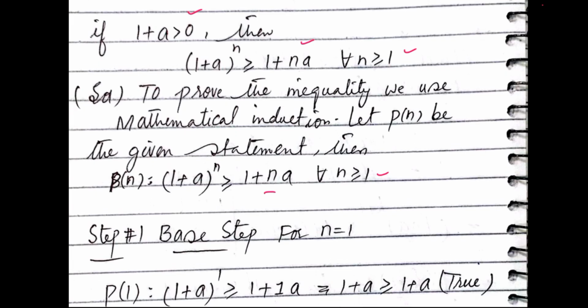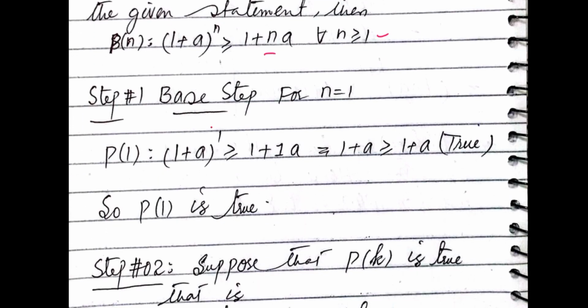So by using the base step, that is, we check the inequality for n is equal to 1. When we put n is equal to 1 on both sides, we have (1 plus a) whole power n on the left, and on the right side we have 1 plus 1a. (1 plus a) whole power n is 1 plus a, and the right side is also equal to 1 plus a. So this is true because 1 plus a is equal to 1 plus a. So the statement is true for n is equal to 1.